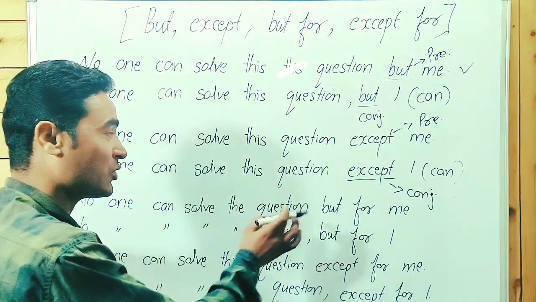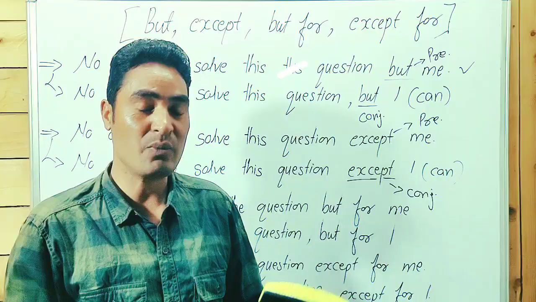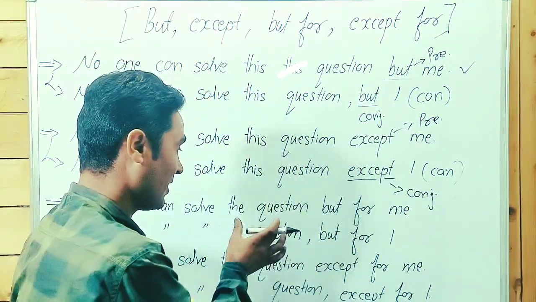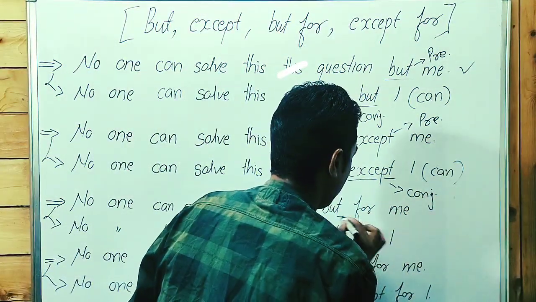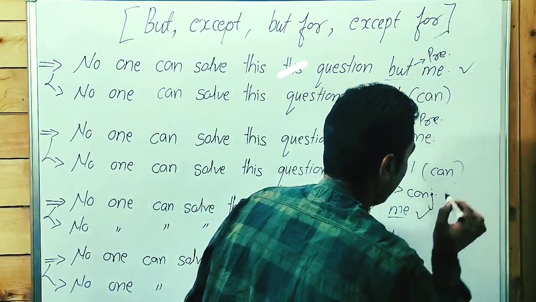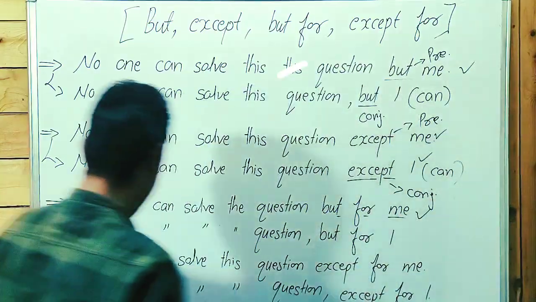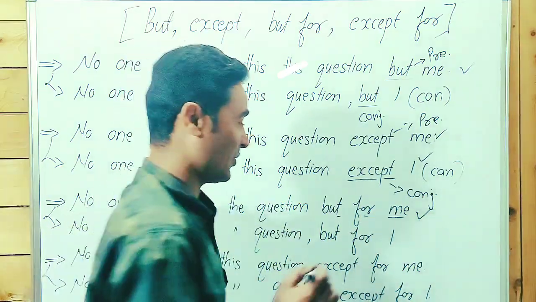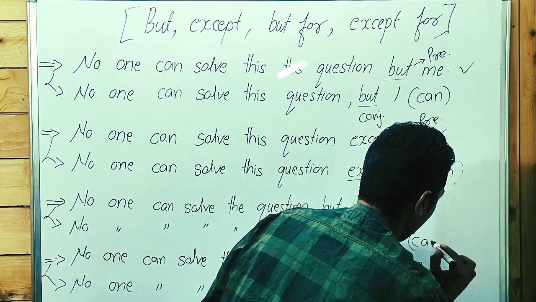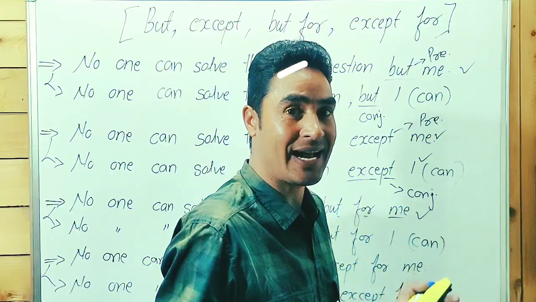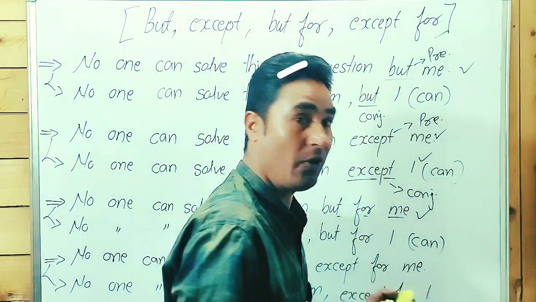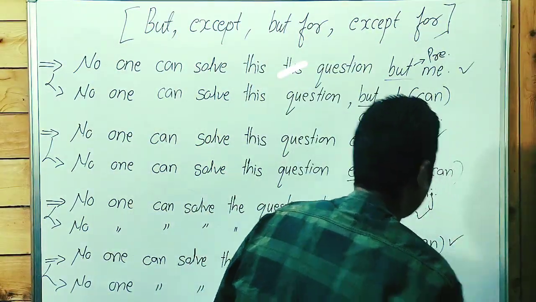No one can solve this question but for me. But for, but, and except all have the same meaning. But for me is a correct preposition use. And no one can solve this question but for I can solve this question. Can is optional; the verb is optional. You can write the verb or not. We have to consider the verb over here. The verb is understood, so all the sentences are correct.